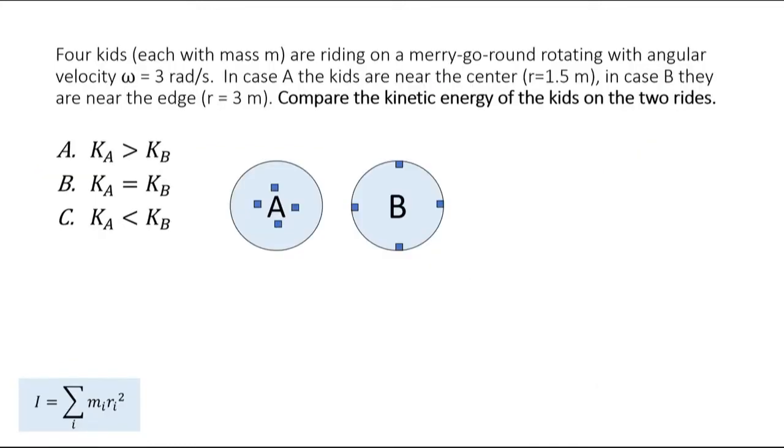Okay, so here we go. We have 4 kids, each with mass m, riding on a merry-go-round, and that merry-go-round is rotating around with an angular velocity omega equal to 3 radians per second. In the first case, case A, we have the kids near the center, so in other words, they're all a distance of 1.5 meters from the center of that merry-go-round. And in case B, they're all at a distance of 3 meters from the center of the merry-go-round. And now we want to compare the kinetic energy of the kids on the 2 rides.